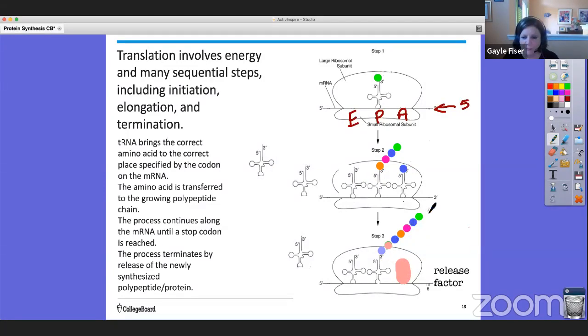And now we have our polypeptide chain, and now we have a release factor that has been coded for with one of those 3 stop codons. There's no amino acid coming in with the stop. So this will be released and then go off for further processing.